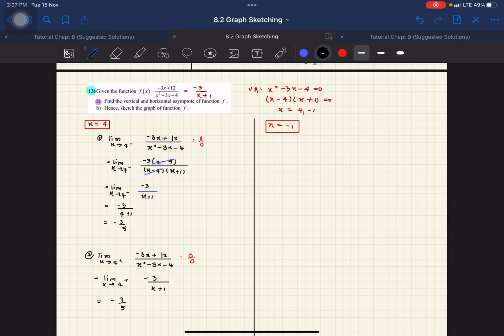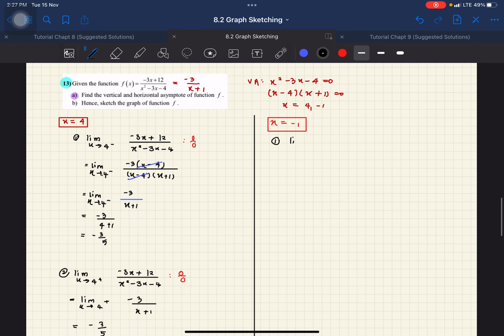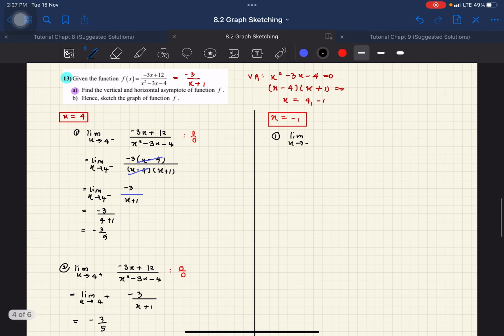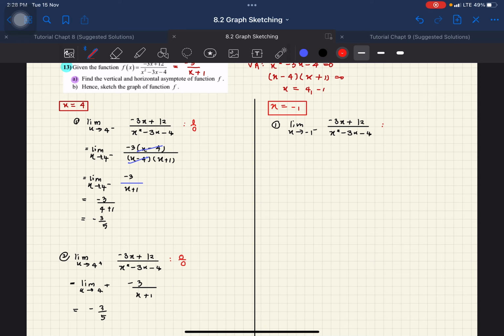Okay, so let's go. First, I will find the limit as x approaches negative 1 from the left. Okay, and then our function, let me copy it. Oh, it got deleted. Copy it, paste it here. Okay, so when we try to do a direct substitution for the value of x equals to negative 1, I will get the answer 15/0.